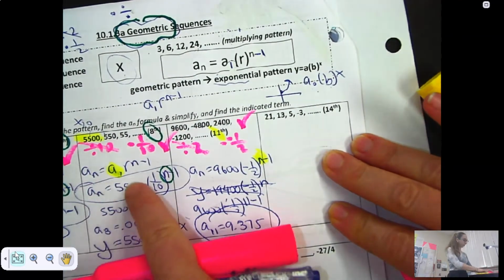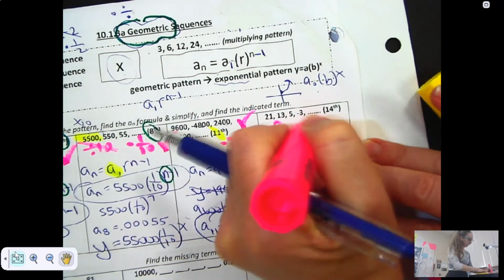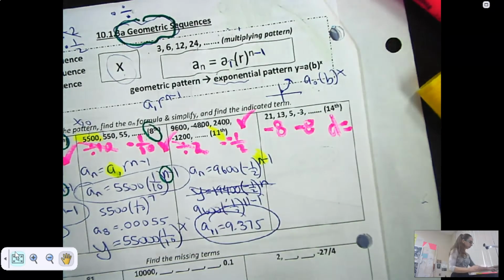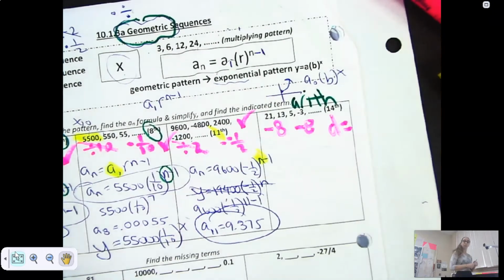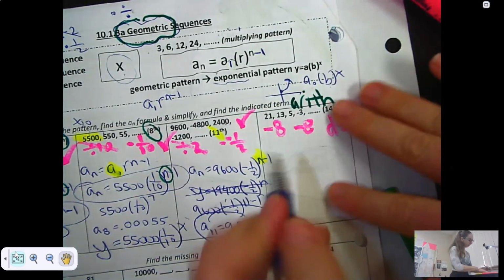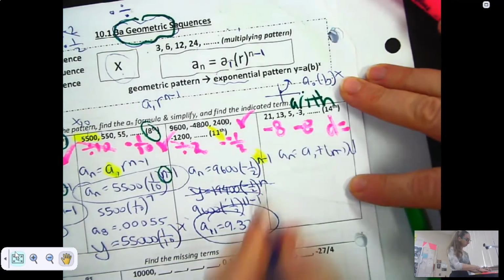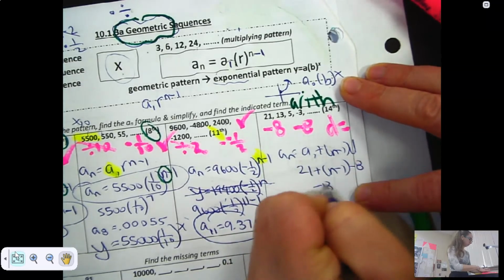How am I messing with you on this one? Because these are all... these are geometric. I messed with you because this is -8, which means that's my difference, which means it's not geometric. This one is arithmetic. So that means you're going to go a sub n equals a1 plus n minus 1 times d.